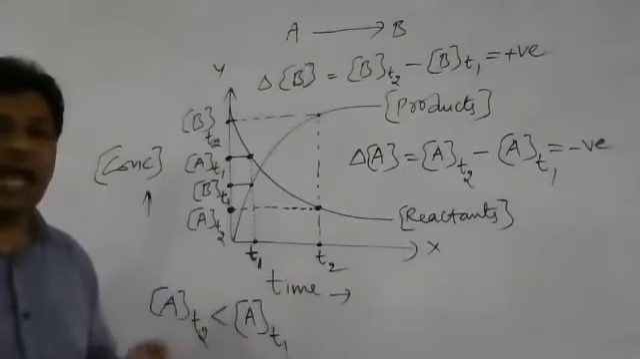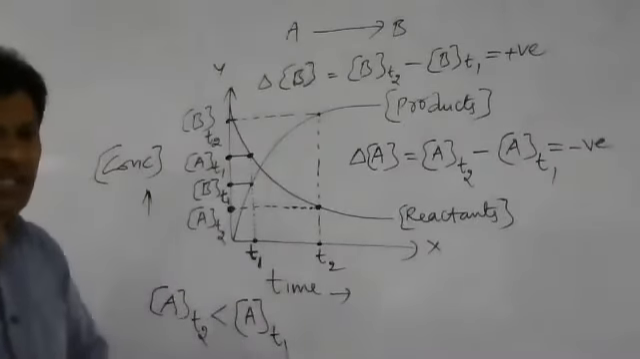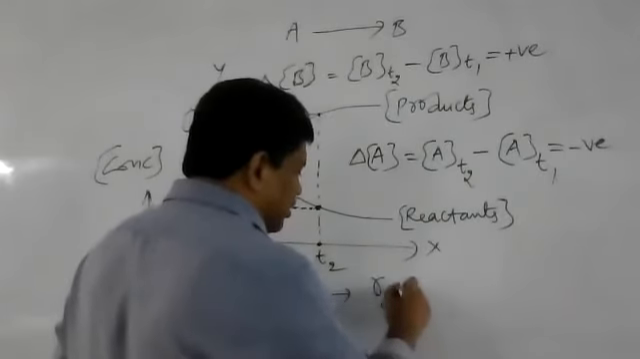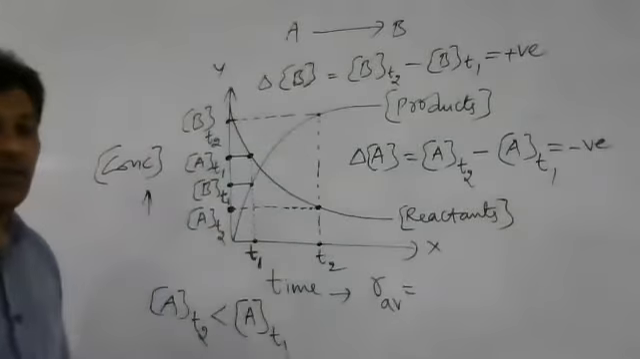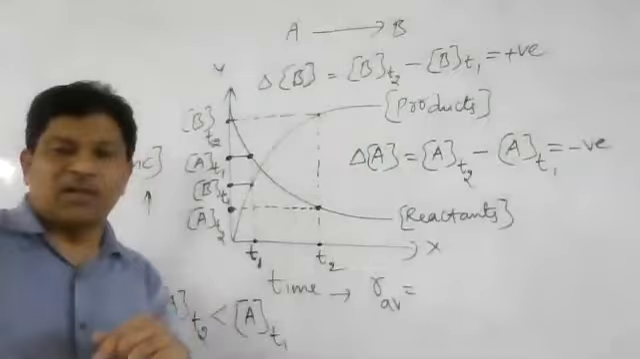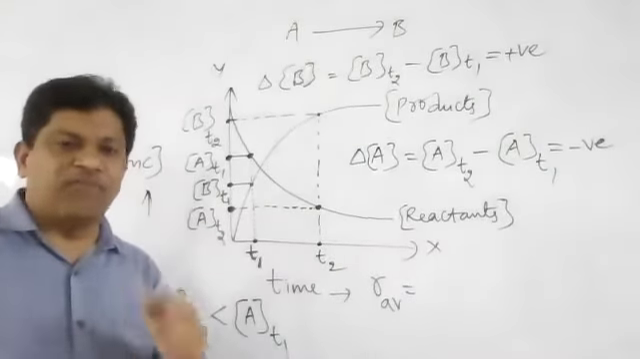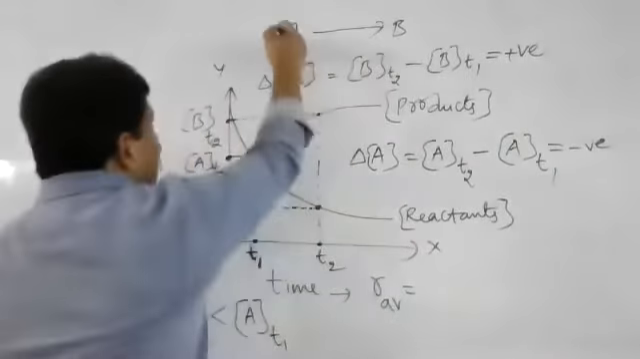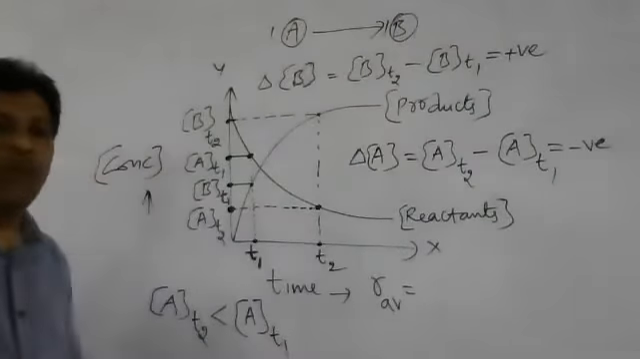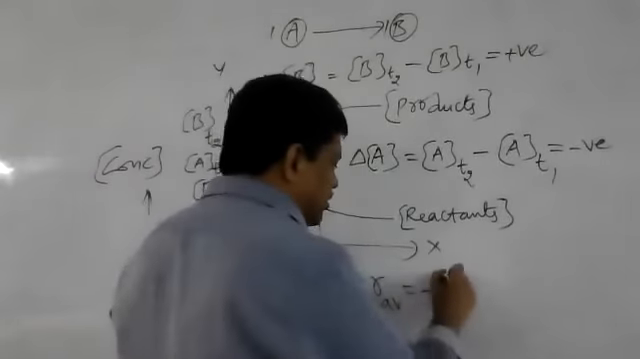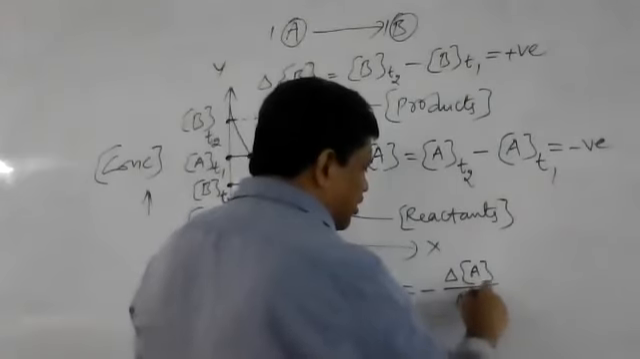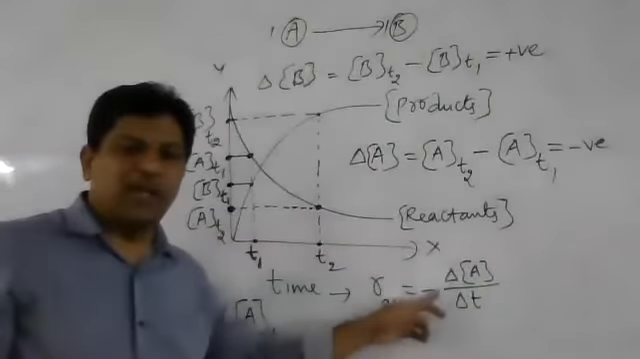That's why, when you are writing the average rate of reaction, suppose for this reaction, now tell me how to write the average rate of reaction here. The average rate of this reaction is equal to the decreasing change of concentration of A, or the increasing change of concentration of B. How many moles of A? 1 mole of A is there. 1 mole of B is there. Then we write minus delta A by delta T.